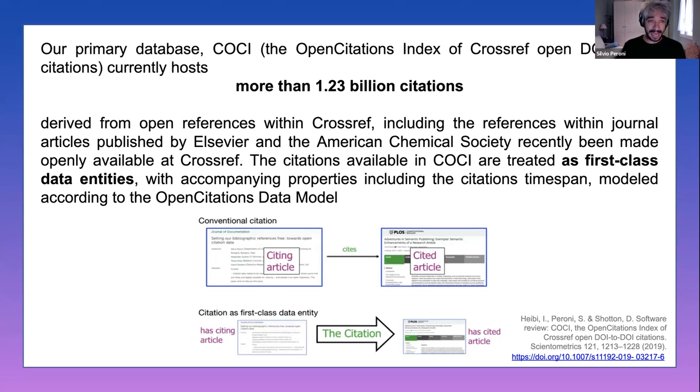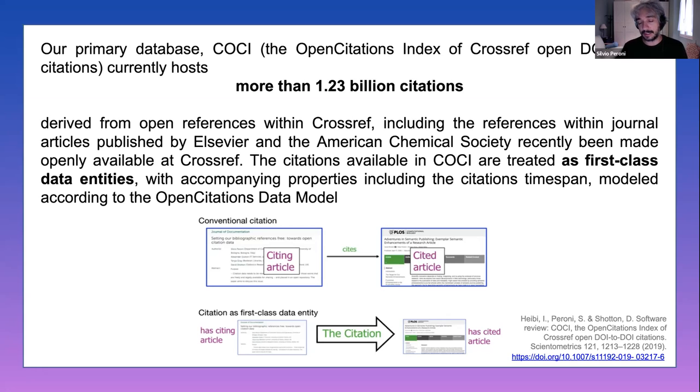Currently, in the main index called COCI, the OpenCitations Index of Crossref open DOI-to-DOI citations, we make available more than 1.23 billion citations, including citations coming from Elsevier and the American Chemical Society that have recently released their reference lists in Crossref as open material. And the point here is that all the entities that we have there are single citations, so we represent the citation as a first-class data entity enriched with several metadata that allow us to do interesting operations on the citation itself.